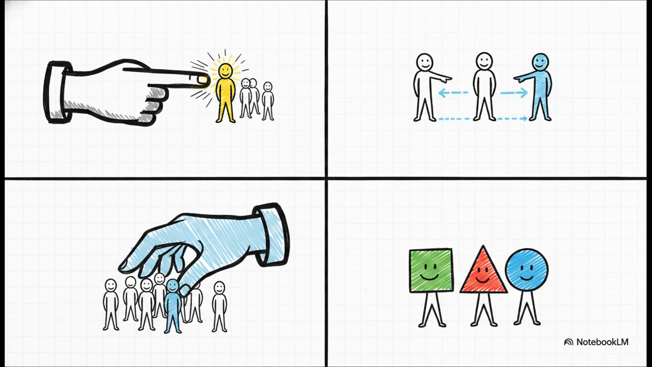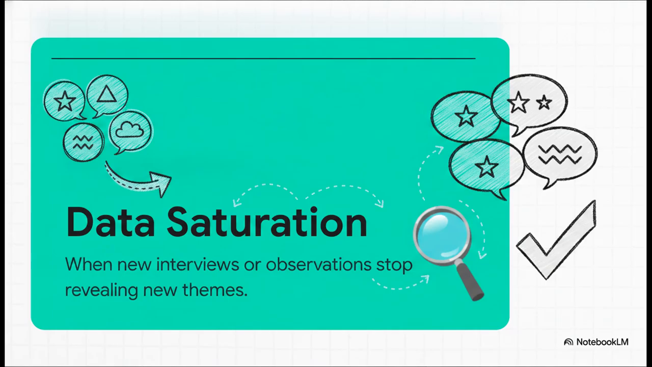There's convenience sampling, literally just pulling from who is readily accessible to you, or maximum variation sampling, where you actively seek out incredibly diverse cases just to get the widest possible range of perspectives. And because we're going for depth over breadth here, qualitative sample sizes are typically pretty small, often just between 5 and 30 participants. So the crucial point is, how do you actually know when to stop?